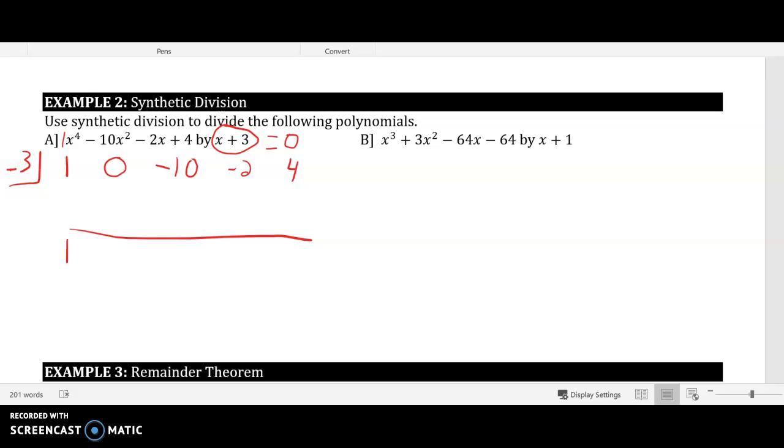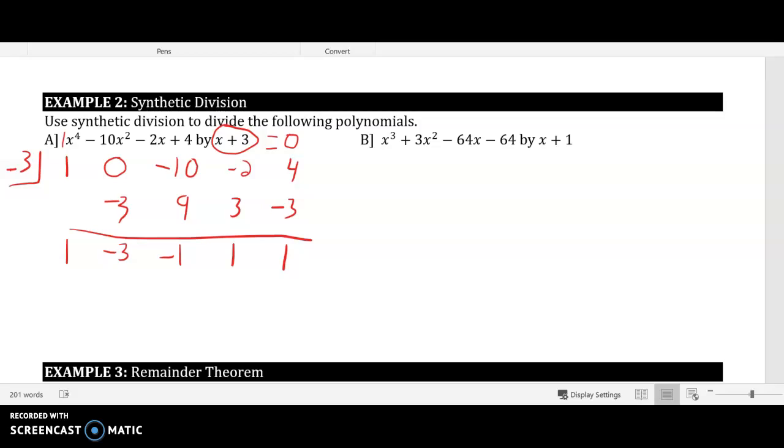First number, you just bring it down. Then you multiply. Then you add the column. Then you repeat. Multiply, add, multiply, add, multiply, add. So you've done all the multiplication and addition. So now we started with x to the 4th and we divided by x.